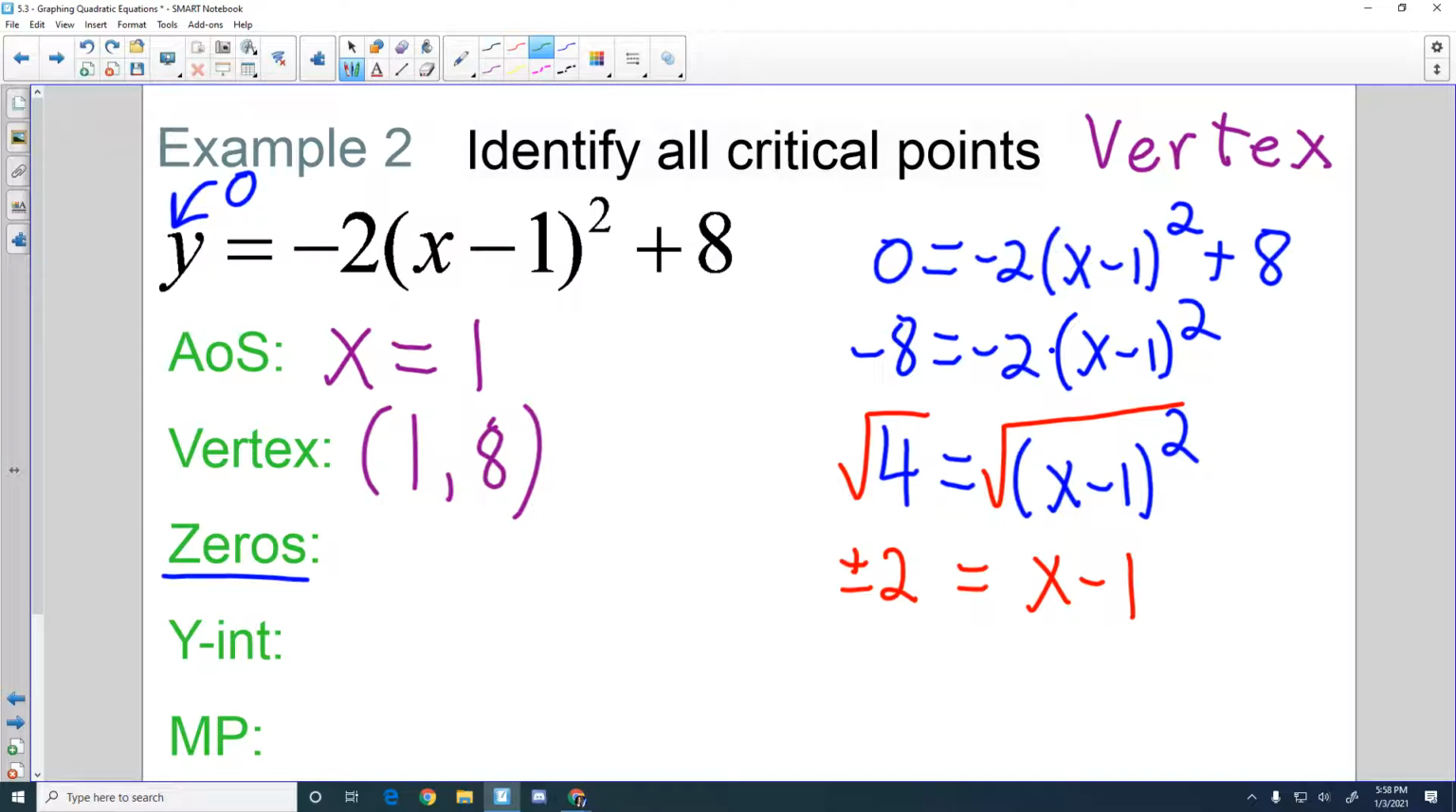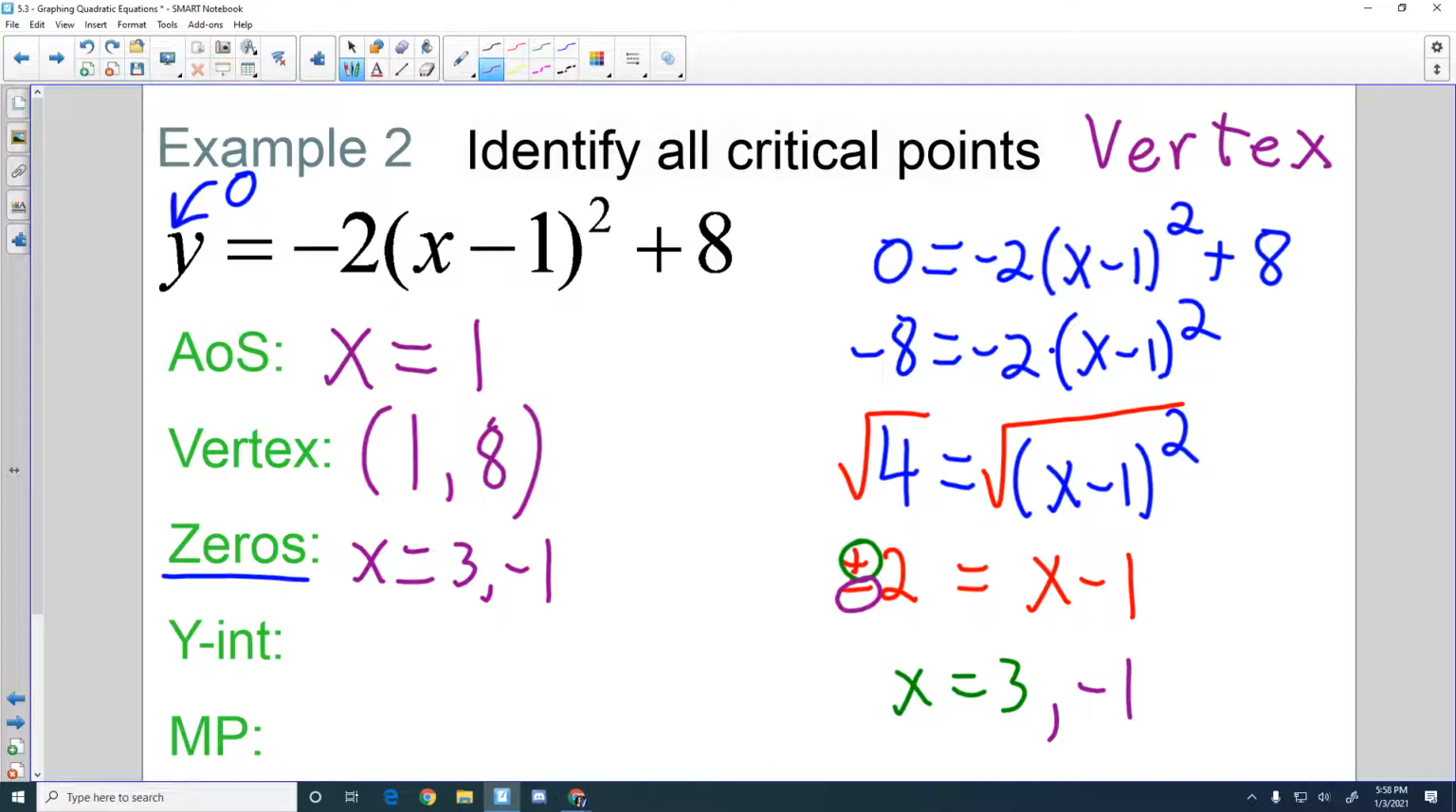Last, I'm going to add 1 to both the 2 and the negative 2. If I add 1 to a positive 2, we see that x equals 3. But if I add 1 to a negative 2, we get negative 1. So those are our two values, our two zeros. So x can equal 3 or negative 1. And those are our two x-intercepts for the parabola. Remember that U-shape, it crosses the x-axis twice.